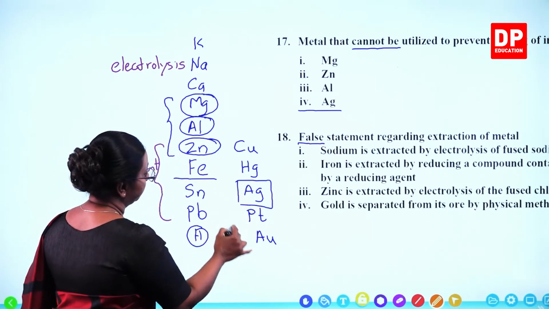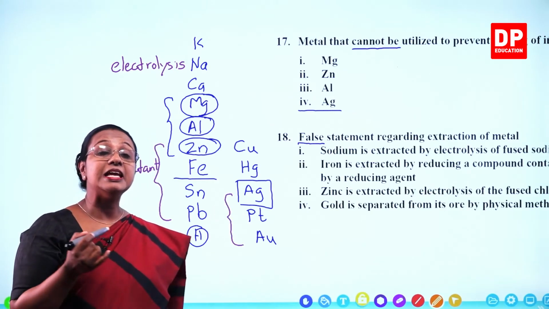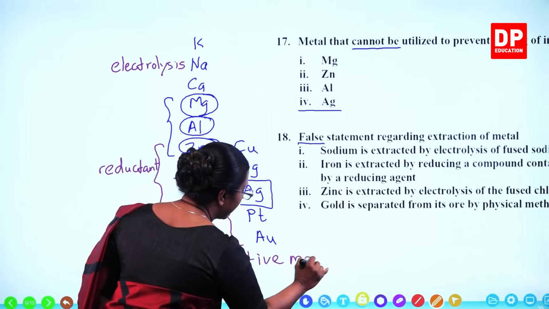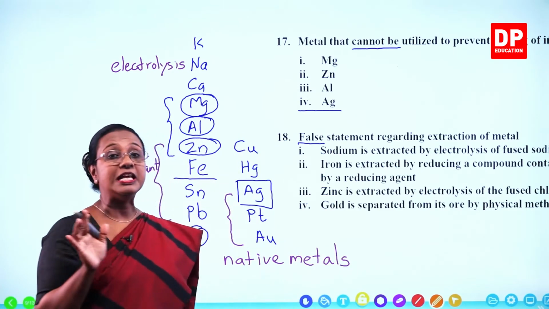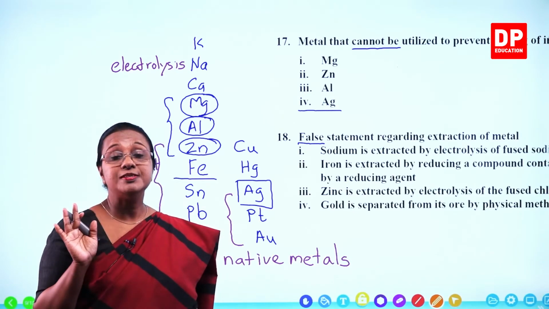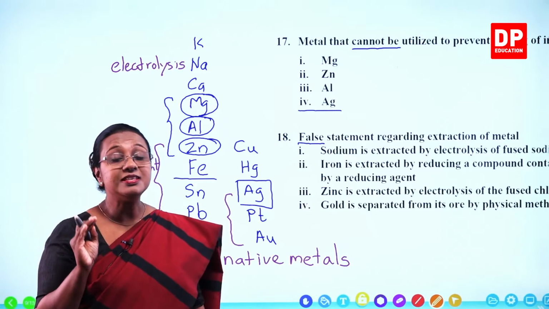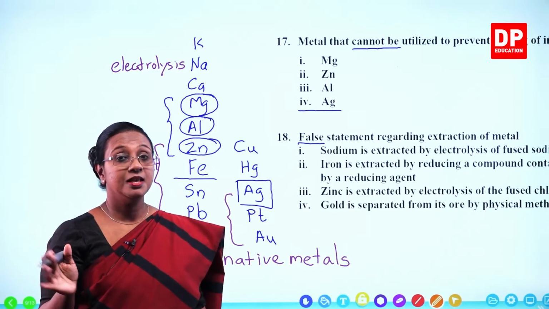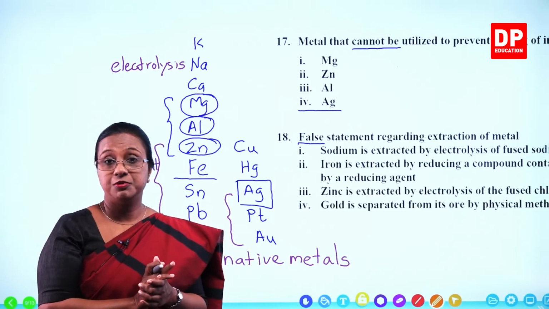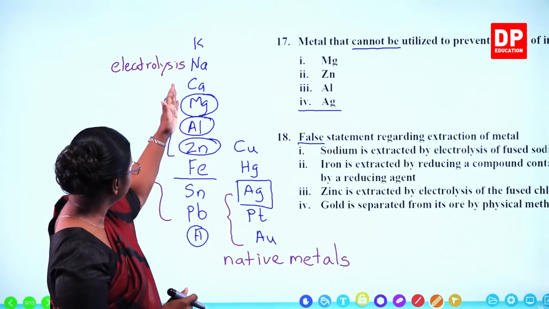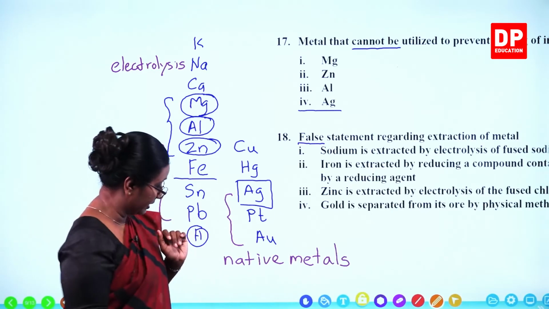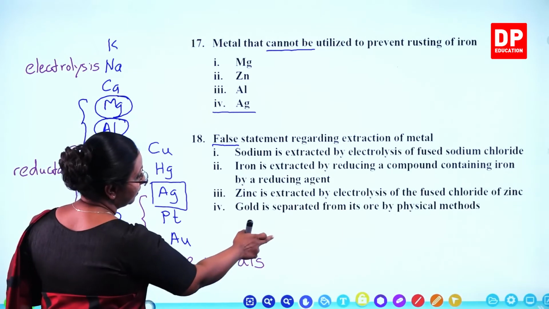Then we have these three. Silver, platinum, gold. They exist as native metals. Now they only need to be separated from their impurities. They are present as metals. They have to be separated from impurities. So very simple physical separation techniques like sifting are used to separate the metal from impurities. So those are the information that you can get using the activity series in relation to extraction of metals. So now let's look at the question and the answers.